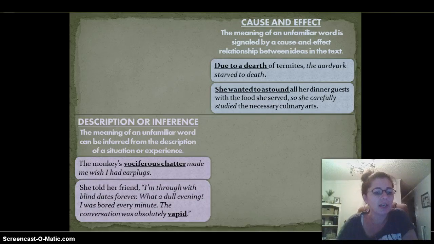Next we have, she told her friend, I'm through with blind dates forever. What a dull evening. I was bored every minute. The conversation was absolutely vapid. If she was bored every minute and the evening was dull, she probably meant that the conversation was dull or boring or awful or just non-existent. So we can assume that vapid means something along those lines.